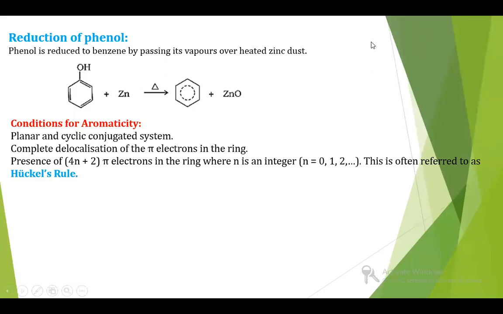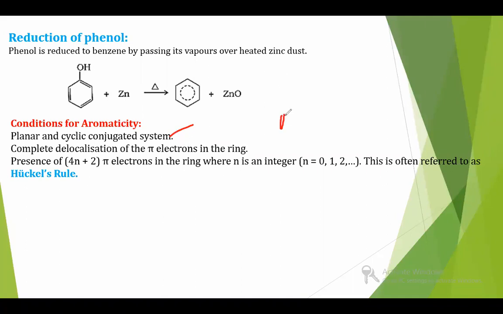In the earlier session, dear students, we were discussing the conditions for aromaticity, that is Huckel's rule, 4n plus 2 pi electrons. The condition for aromaticity is that the system must be planar and a cyclic conjugated system, with complete delocalization of pi electrons in the ring.